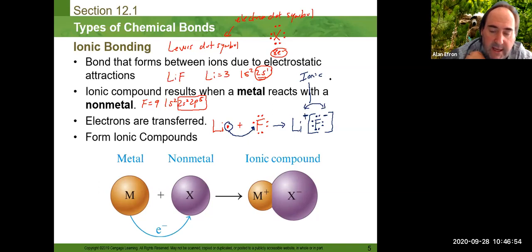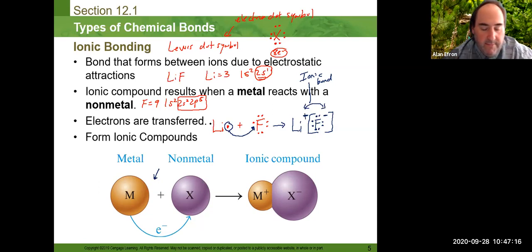There's absolutely, again, no sharing of electrons here. What's holding this together is that positive-negative attraction between, say, the positively charged lithium here and the negatively charged fluoride ion in this particular case. And that's what we see down here generically. This is always what happens, again, a transfer of electrons.